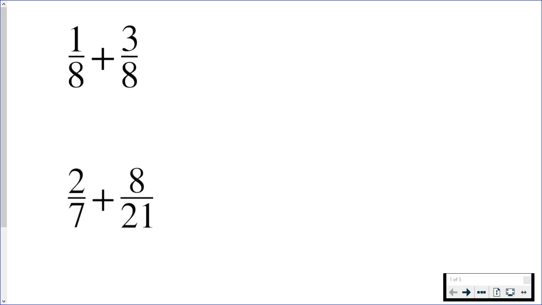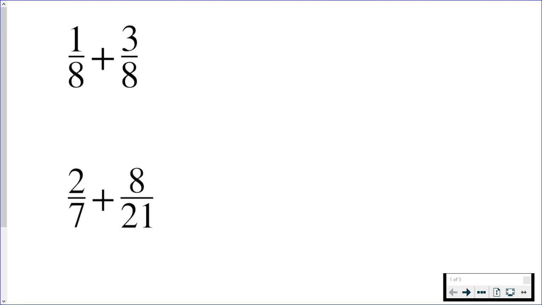This is a review of adding and subtracting fractions. This first example at the top of the screen is one of the easiest examples, and the reason for that is because the denominators are the same. That is what you want when you are adding or subtracting fractions. You actually cannot add them until they have a common denominator.